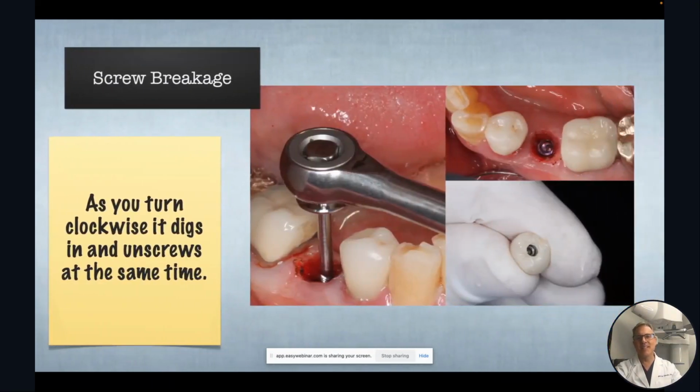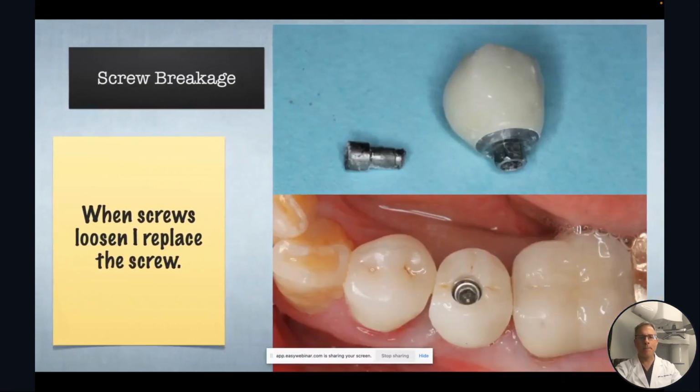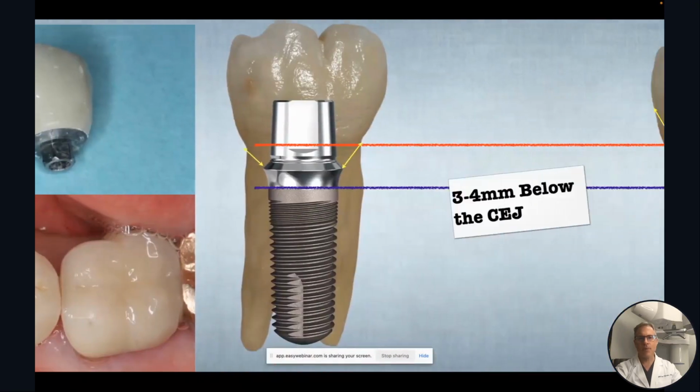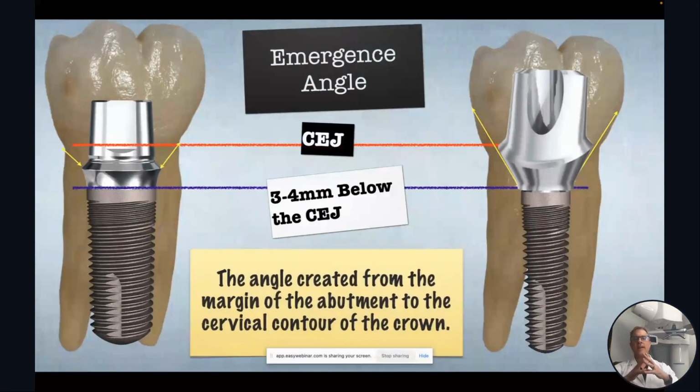So in this case here, we just unscrewed the screw. We were able to replace it. In this case here, we used an OEM screw, the original screw of the implant, and got it in there. Okay, so let's talk about the emergence angle.